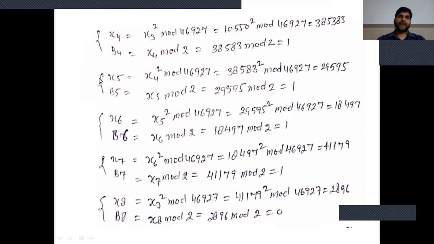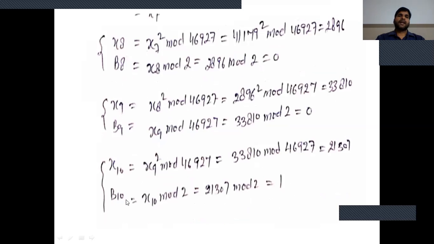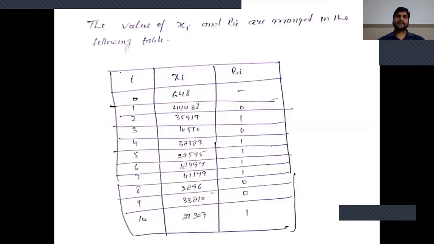Similarly, solve the values of x4 and b4, x5, b5, x6, b6, x7, b7, x8, b8, x9, b9, x10, b10, and find the values of xi and bi, arranged in the following table. When i equal to 0, xi is 648 and bi equal to null. In the first iteration, we find the value of xi 44488, and the value of bi equal to 0.